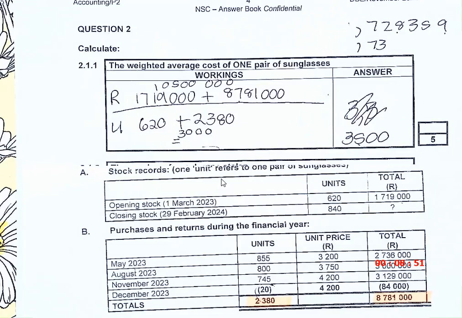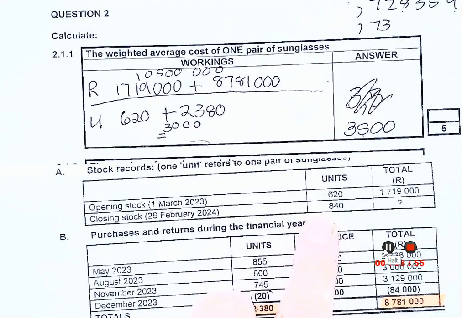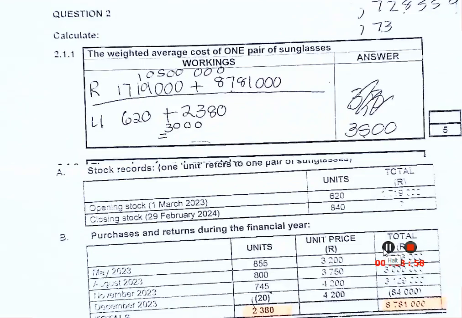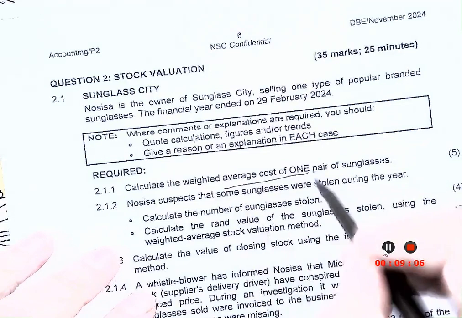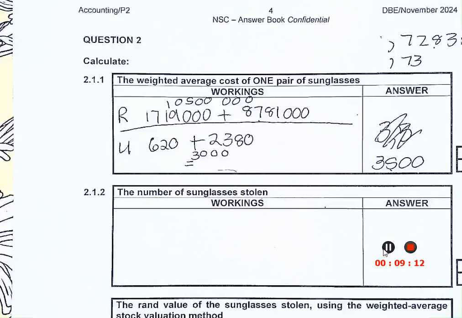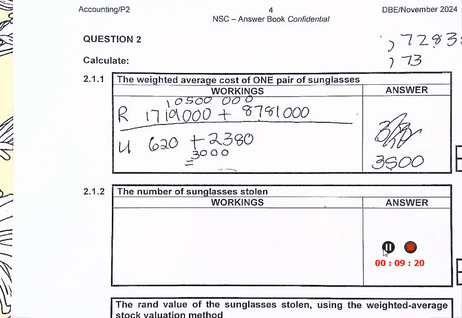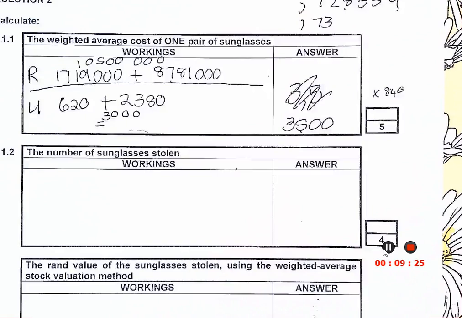Okay. I see a lot of hands. Let me just pause that. In this question, if you look, they specifically asked me to calculate the average cost of one pair. So, in other words, you are used to them asking calculate the closing stock value. Then you would have said times 840. Which they don't do here. Okay. Is everybody still fine?